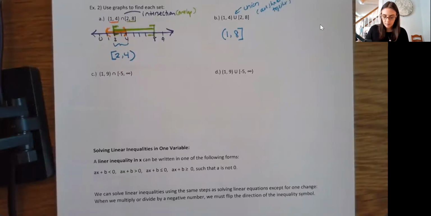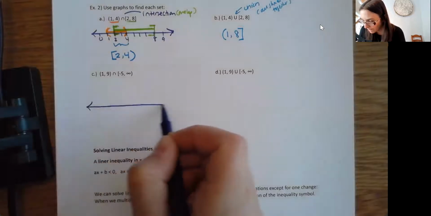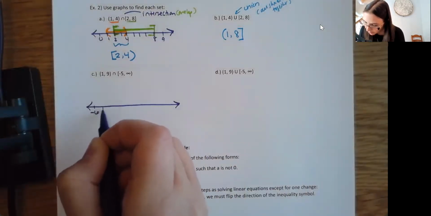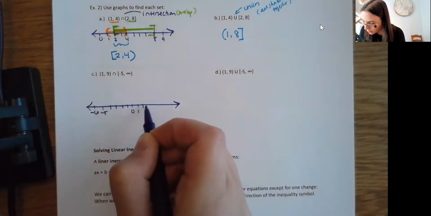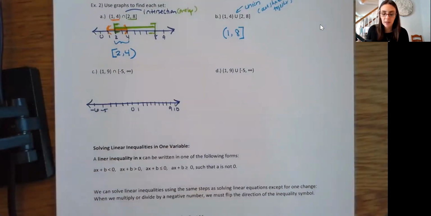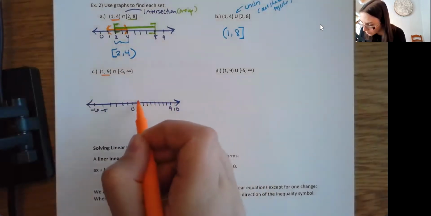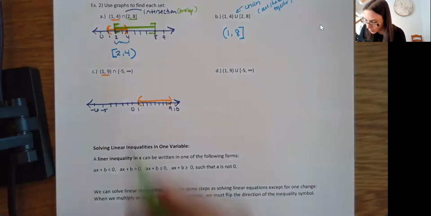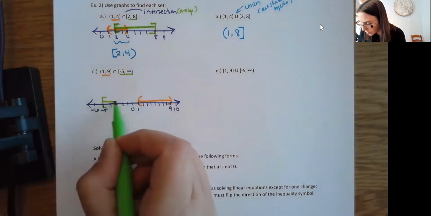Let's do one more here. All right, so I'm going down from -6, -5, -4, -3, -2, -1, 0, 1, 2, 3, 4, 5, 6, 7, 8, 9, and there's 10. Just trying to get enough of my numbers in there. I'm going to do this one in orange, going from 1 to 9 with parentheses. I'm going to do this one in green, going from -5 with a bracket all the way to positive infinity. So this is going to keep going this way.